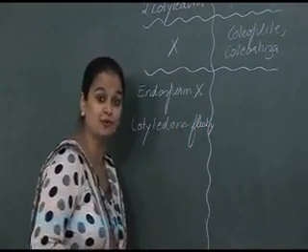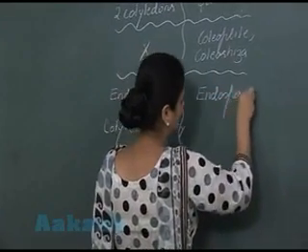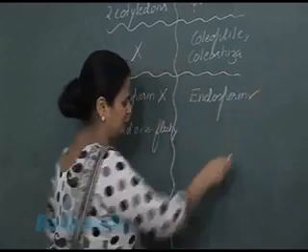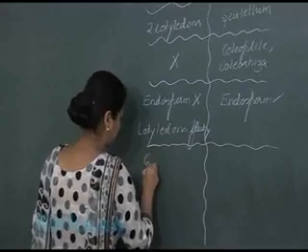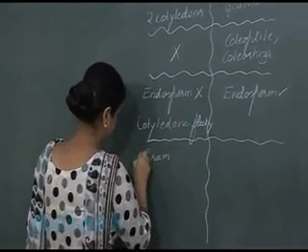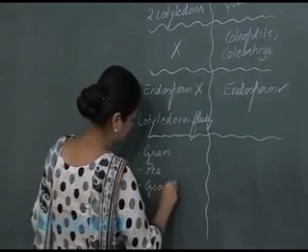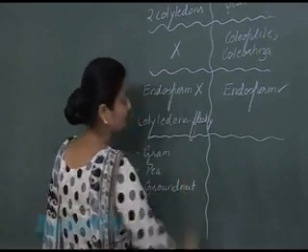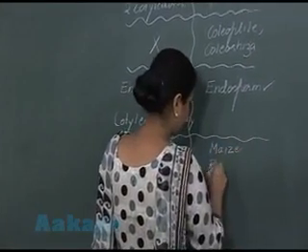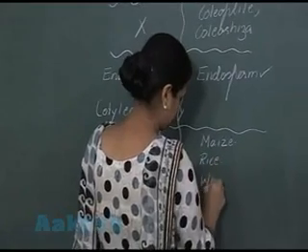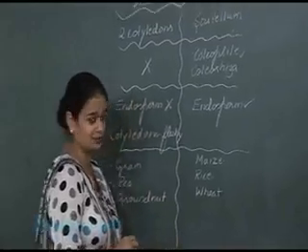But what about the monocots? In monocots, in the mature seed, endosperm is present, and it stores the reserve food. In the dicot seed, I can write a few examples like gram, pea, groundnut. In the monocot seed, examples are maize, rice, wheat.